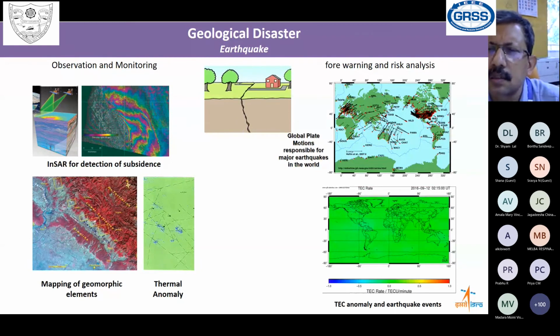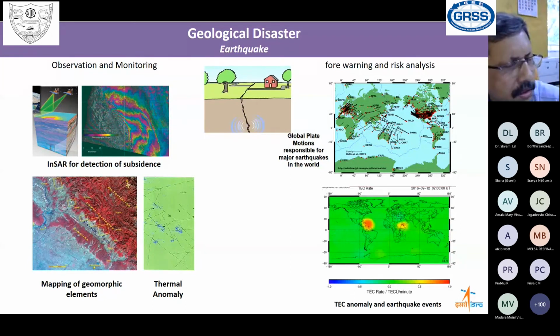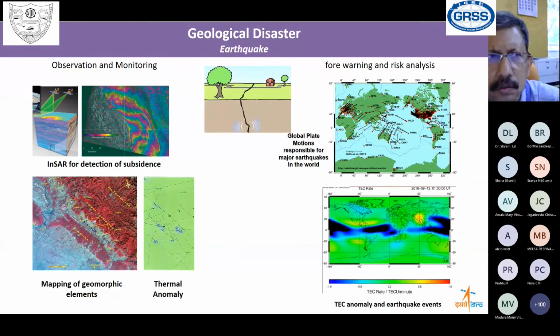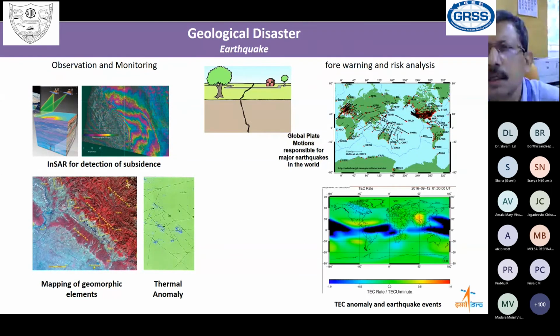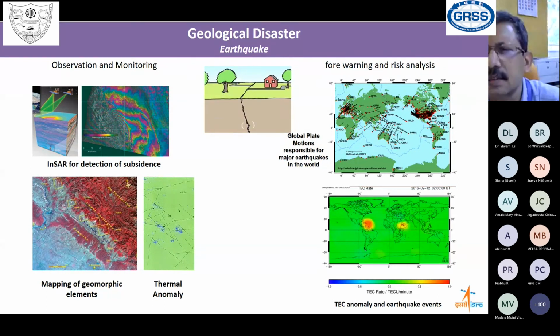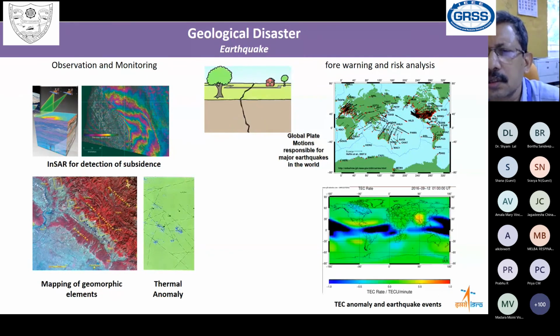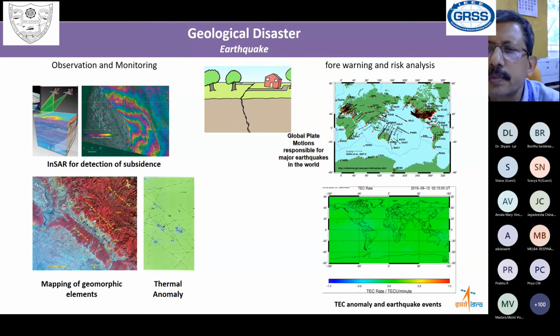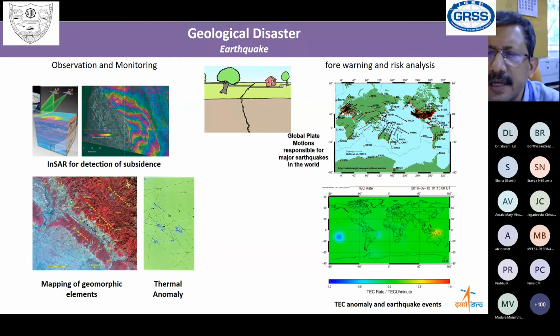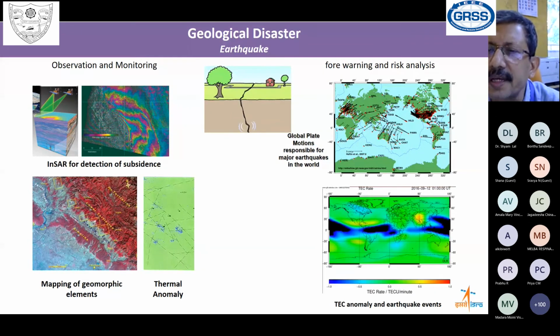Apart from that, we have different other aspects, like high definition or very high accuracy GPS, which are used for constantly monitoring the movement of the plates. These are known as CORS, continuously operating reference stations. This network of CORS across the world helps us to identify the rate and direction of the movement of the various continental plates.